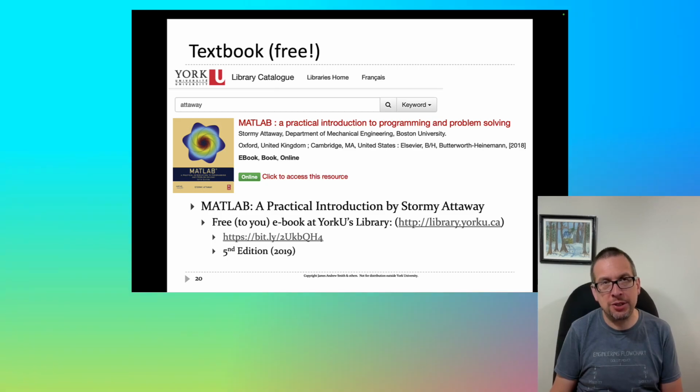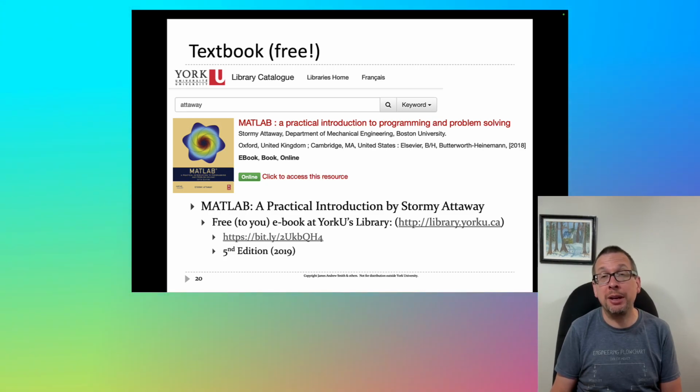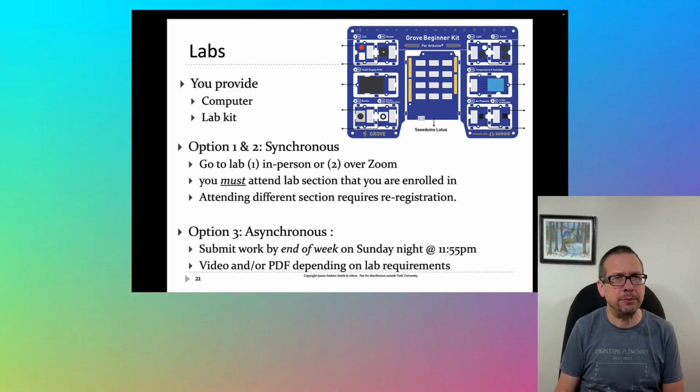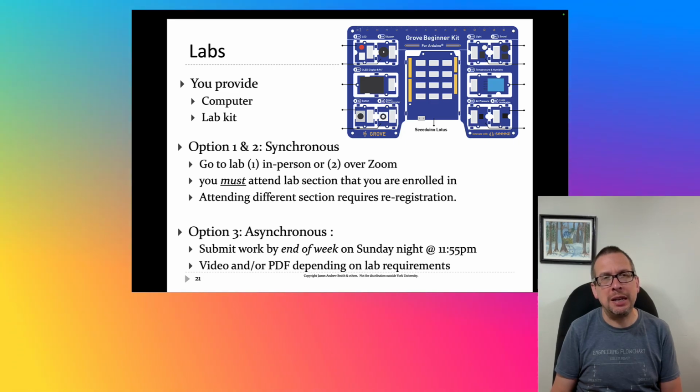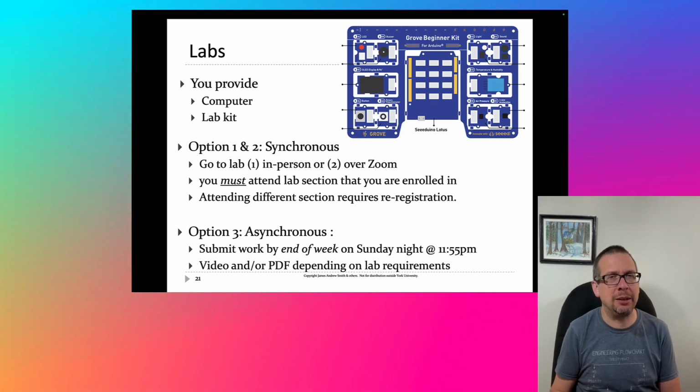The textbook for this course is free. It's available through the library of the university, and you can see a link to it right there. It's the 5th edition of the Stormy Attaway textbook called MATLAB, A Practical Introduction to Programming and Problem Solving. There's a lab kit that will be available later in the semester from the bookstore, so wait until the end of September, early October, and you'll be able to get it. We'll be using those in the labs, either in a synchronous fashion or asynchronous. We'll talk about that in more detail in class.